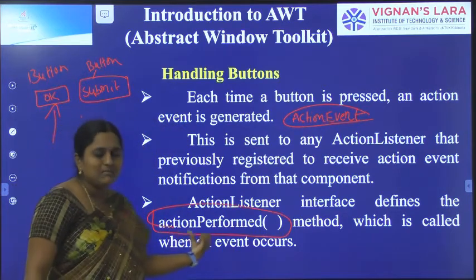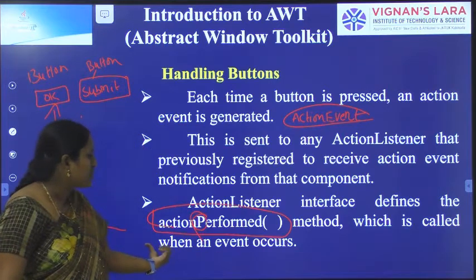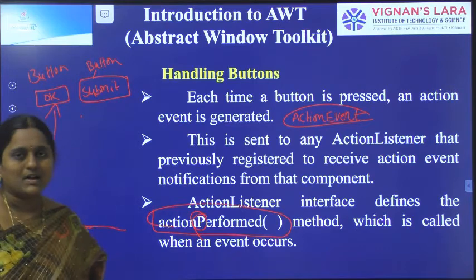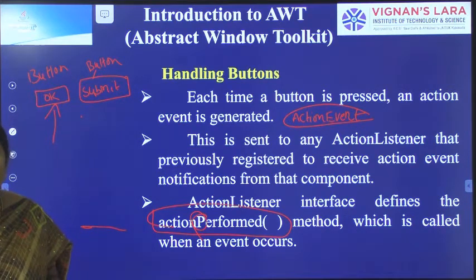If any method name contains a second word, the second word should start with an uppercase letter. It is automatically called whenever an event occurs. Suppose each time a button is pressed, which event could be generated? An ActionEvent is generated. So it is nothing but the events concept.